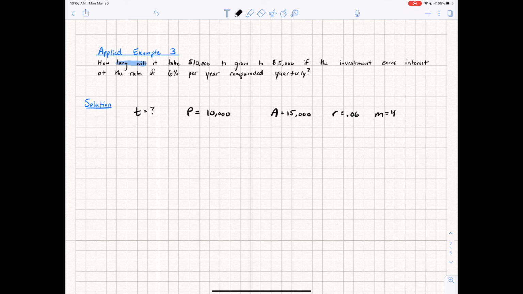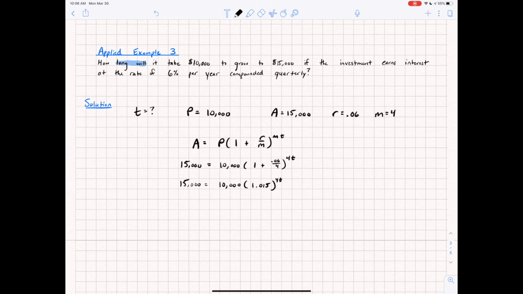All right, and so the formula again, just to write it. A is equal to P times (1 plus r divided by m) to the m times t. And so I'm just going to plug in everything that I know. So I have that 15,000 is equal to 10,000 times (1 plus 0.06 divided by 4) to the 4t, because again, I don't know what t is. All right, let's go through and simplify some stuff. I have 15,000 is equal to 10,000 times, on the inside, 1 plus 0.06 divided by 4. The inside here, I get 1.015. And again, this is raised to the 4t.